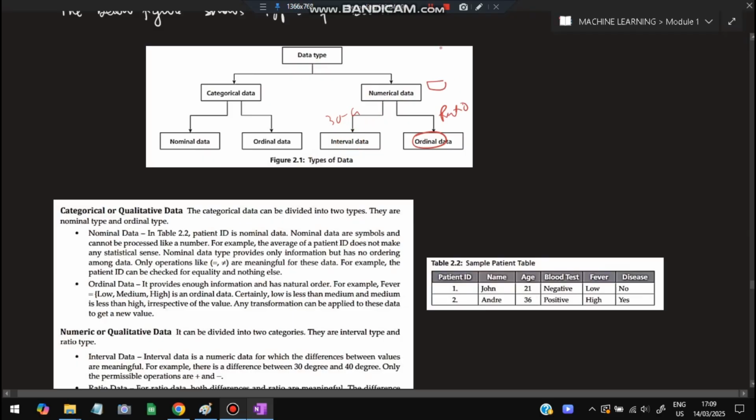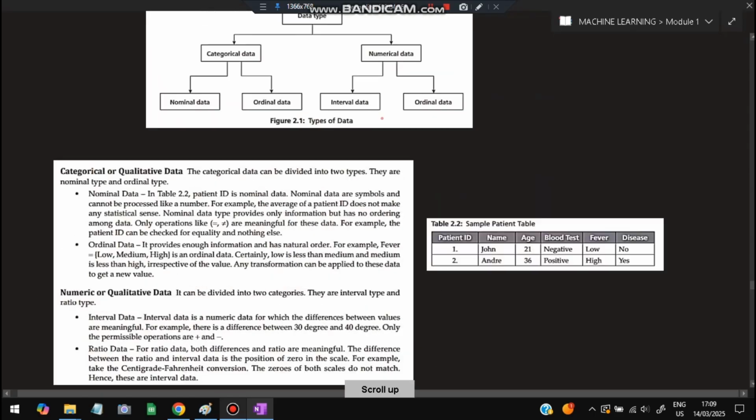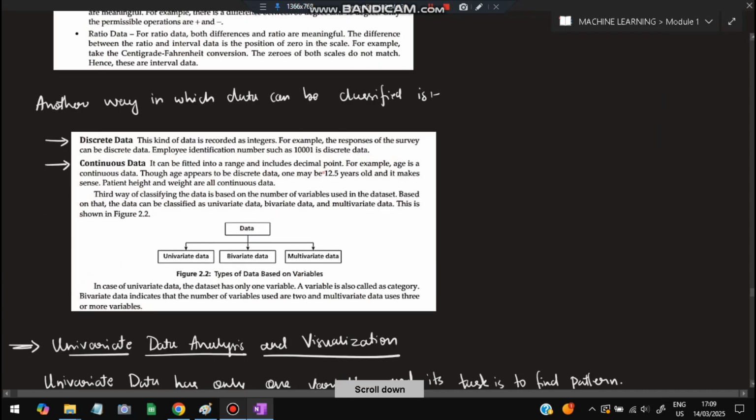If an elephant grew from this much to this much, what is the ratio change? The ratio change is 3x. That is called ratio data. I told it in the reverse way earlier, but ratio data is applicable for this. Next, another way in which data can be classified is discrete or continuous data.